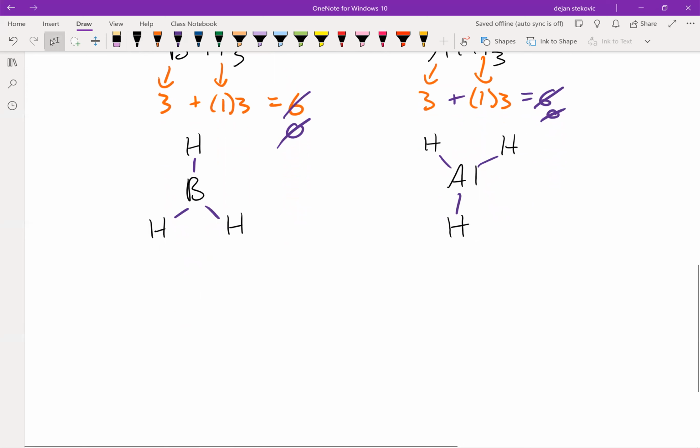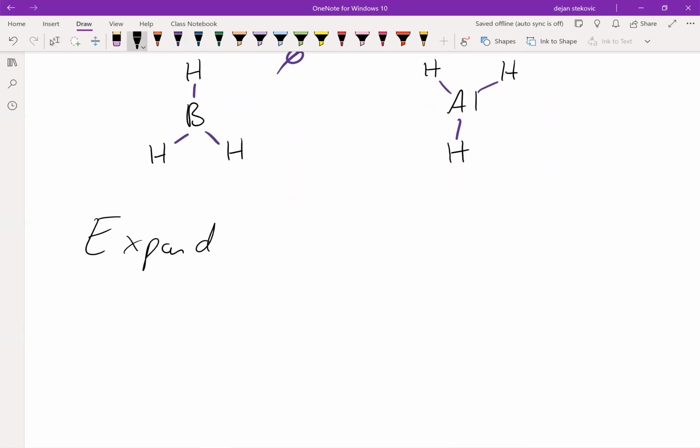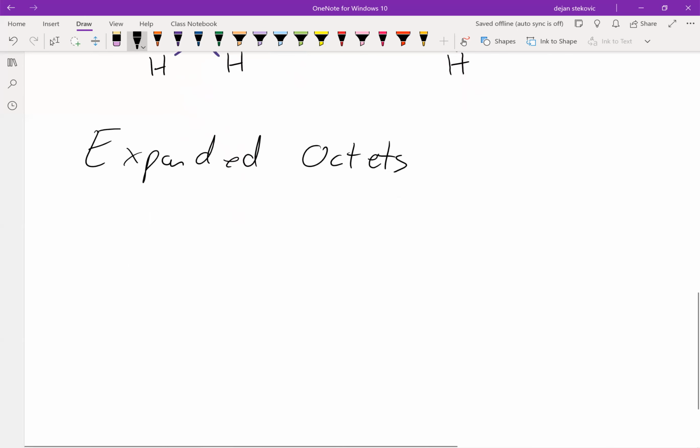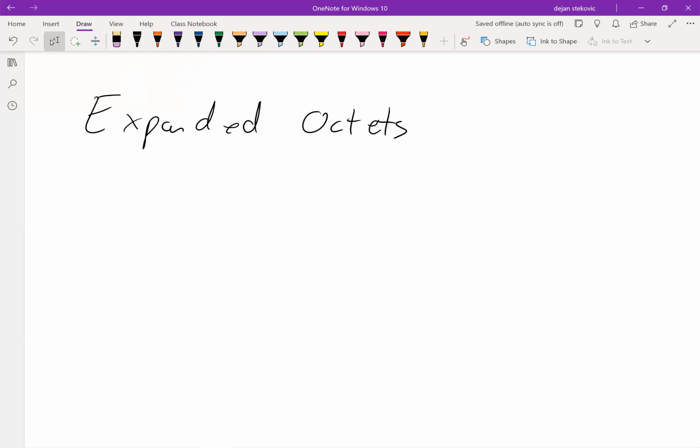And then finally, the last exception is expanded octets. So some elements are indeed able to break the octet rule. They can have more than 8 valence electrons. We're just going to mention them here, but you'll learn more about them in Chem 101. We're just going to stick with things that stay with our 8 valence electrons.